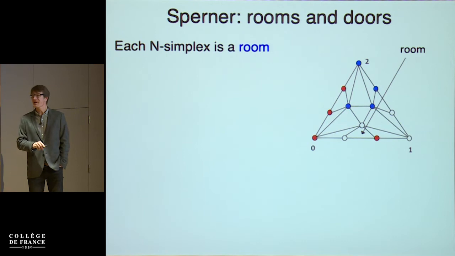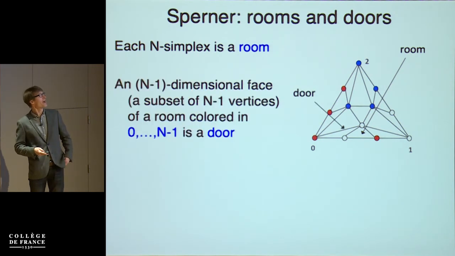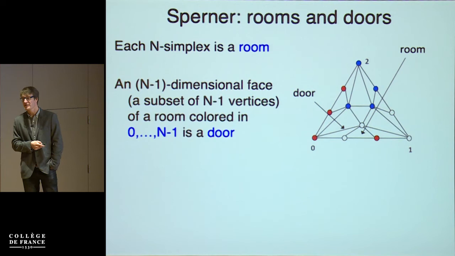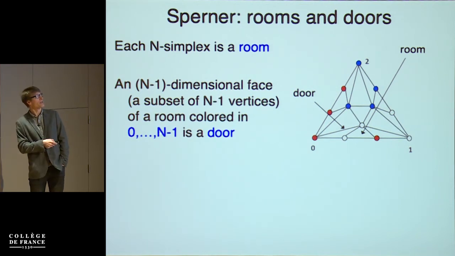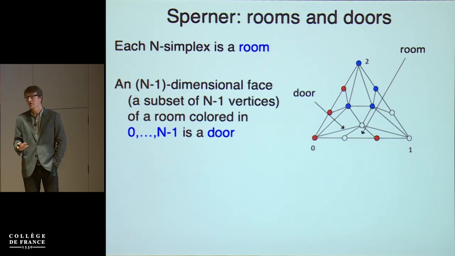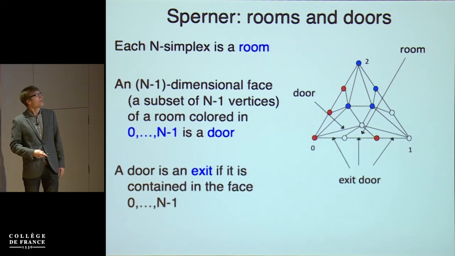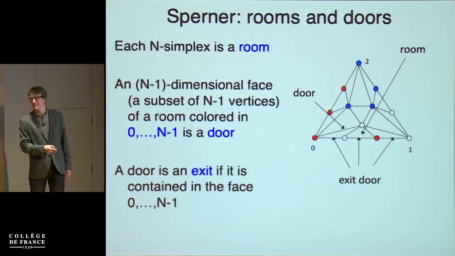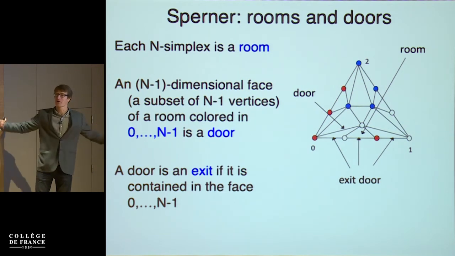And rooms can have doors. Some rooms can have no doors. They are completely inner rooms. We are not interested in this. But if you have an n minus 1 dimensional face in this room which is colored in all colors 0 to n minus 1, it's a door. For example, if I look at the simplices which are adjacent to this face, I have these 3 rooms with doors. You have 0, 1, 0, 1. So you have 3 rooms with doors. But you also have rooms with doors inside the subdivision. It's just some face which is colored with colors 0 to n minus 1. Okay? We call it an exit if it belongs to this face. This is how you can get inside the apartment of multiple rooms.